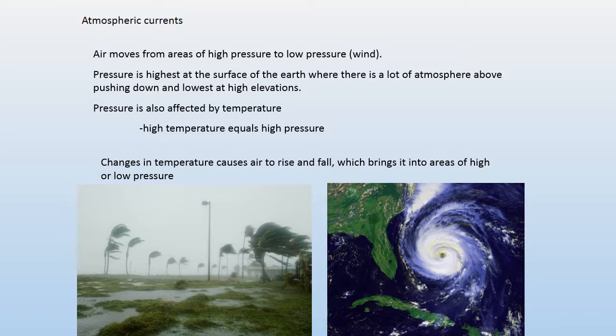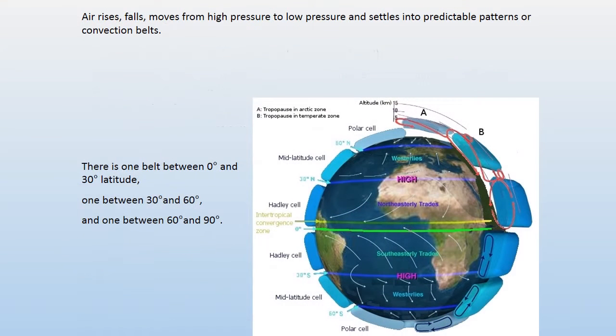Changes in temperature cause air to rise and fall. Since air moves from high pressure to low pressure, it moves up from places on Earth's surface with consistently high temperatures and away from the equator. This, like the ocean currents, causes it to rise and fall in predictable patterns called convection belts.